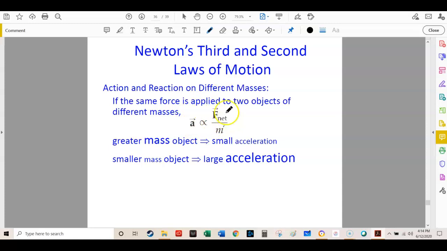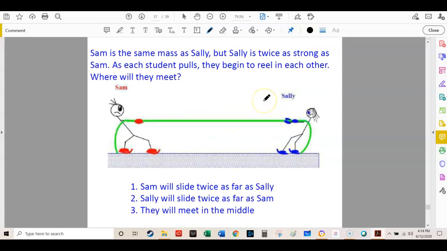So here we go. Sam and Sally have the same mass, but Sally is twice as strong as Sam. As each student pulls, they begin to reel each other in. Where will they meet? Will they meet in the middle, in the center, which is option 3? Will Sam slide twice as far as Sally?